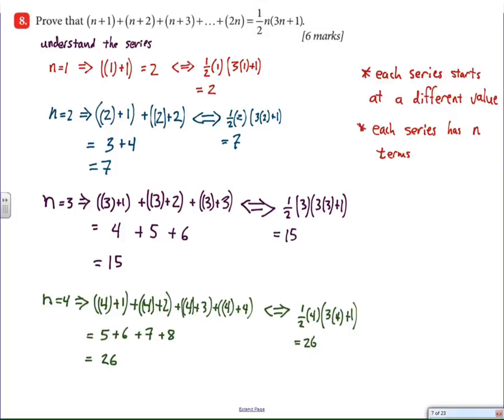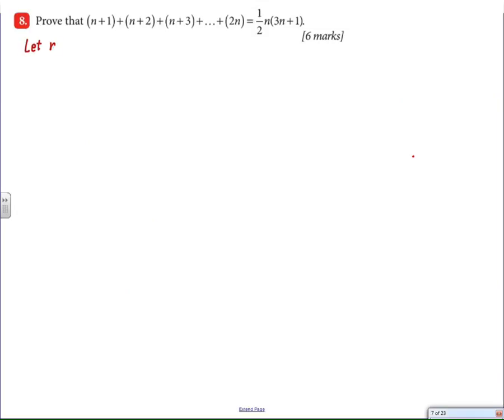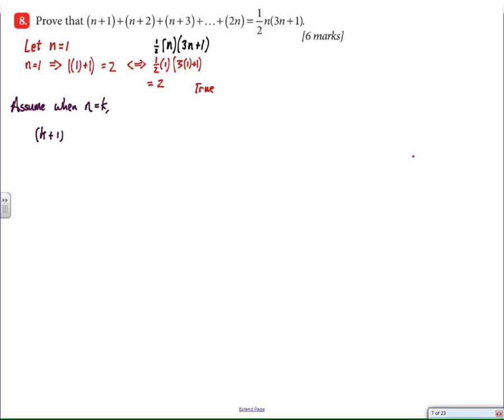Alright, so now at least I understand what's going on. I have to think a little bit differently about my inductive process here. But the first part is rudimentary as always, allow n equal to 1, and I already did the busy work there when I was trying to understand, so I just copied and pasted. The statement holds true for n equals 1, and then we assume that when n equals k, the sum of k plus 1 plus k plus 2 and so on, all the way up to 2k, should be k over 2 times 3k plus 1.